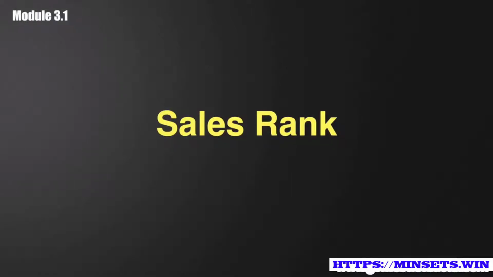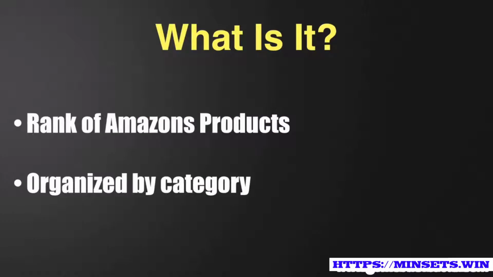In this lesson, we will be going over sales rank. What sales rank is, it's simply a rank of all of Amazon's products inside Amazon's catalog, because Amazon has millions and millions of products. However, Amazon is going to rank them from 1 to however many products they are, organized by each category.